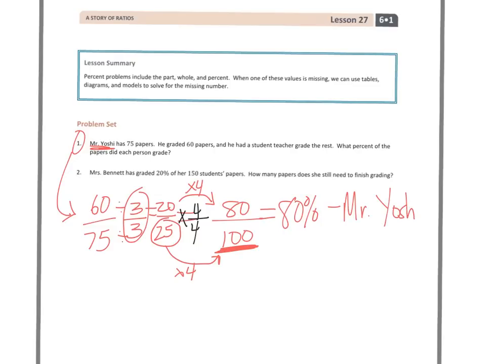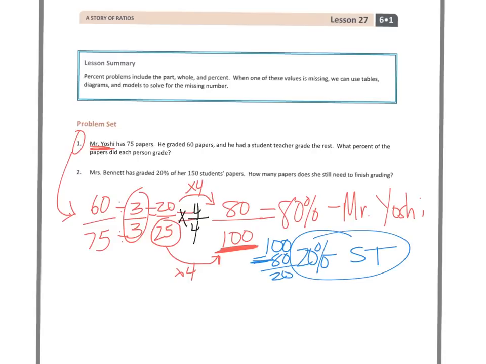And that's Mr. Yoshi. So how do I figure out the student teacher? I just have to take 100% and subtract 80, and I know that's going to get me 20. So the student teacher did 20%, because that's what it says. It's asking for the percentage, not the number of papers. But that's pretty easy as well, because it's going to be 15 for it. So that's how we figured out number 1.